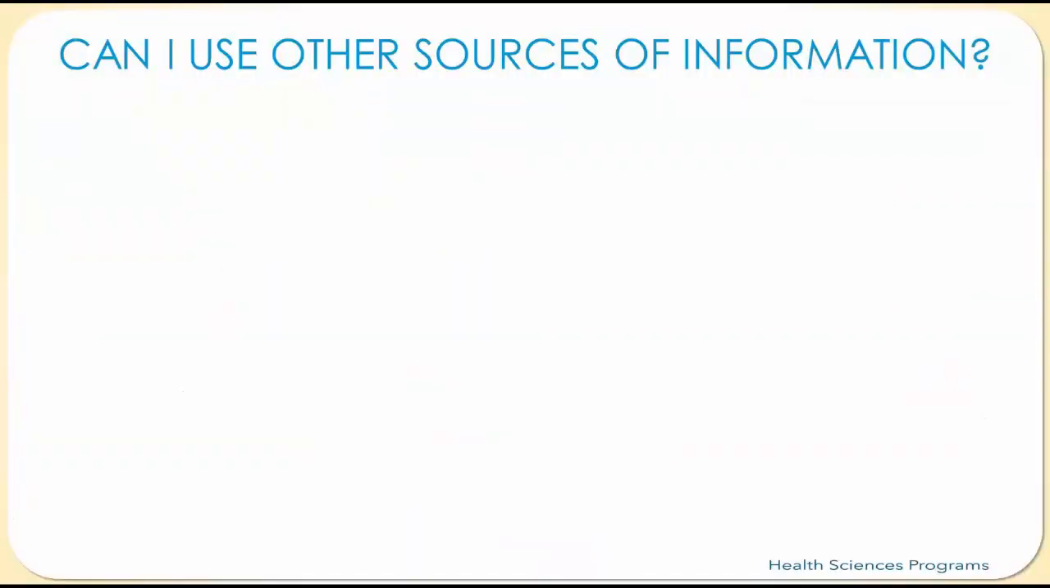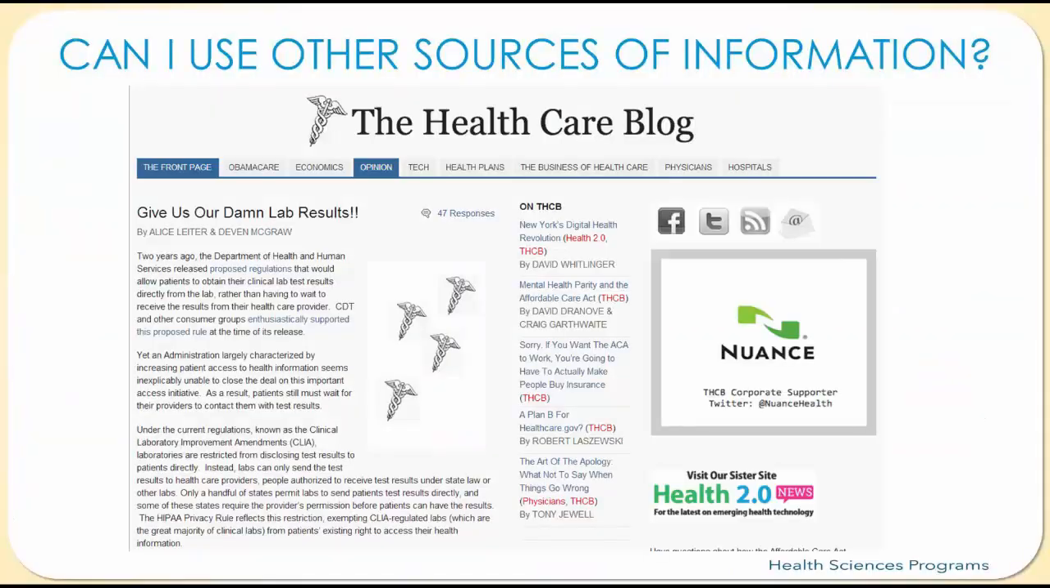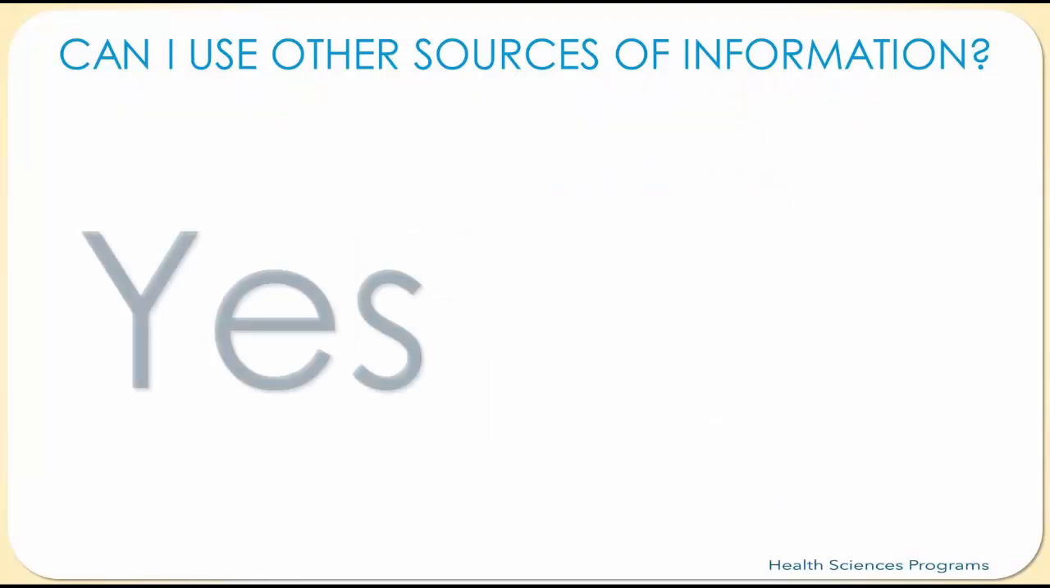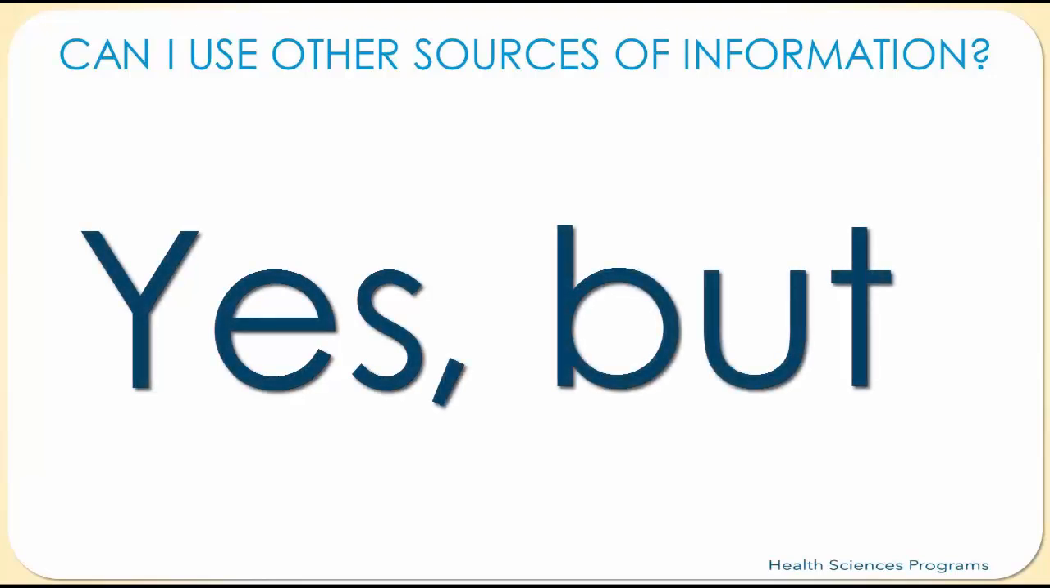What happens when you find information that is outside of a peer-reviewed journal or publication? Can you still use the information in your research or assignment? The answer typically is yes, but you first must consider how credible the source is.